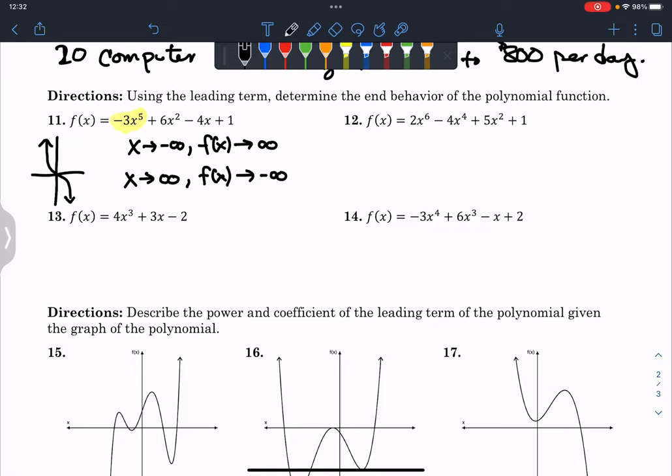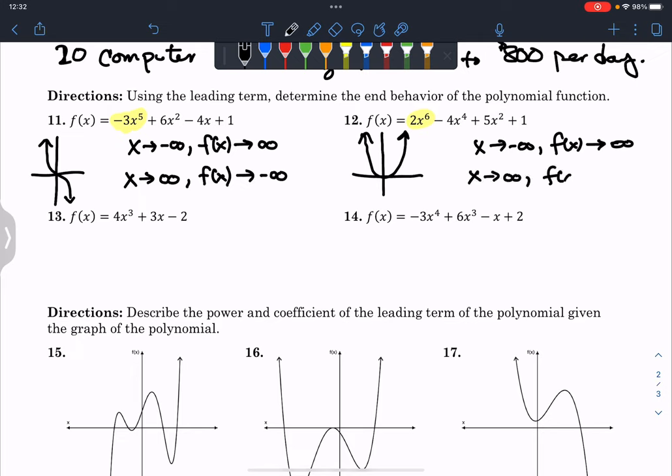Now for the next polynomial, the leading term has an even degree, degree 6, and a positive coefficient, so this polynomial is going to have the exact same end behaviors as this power function here. So as x decreases, the function values increase without bound. And as x increases, the function values increase without bound.